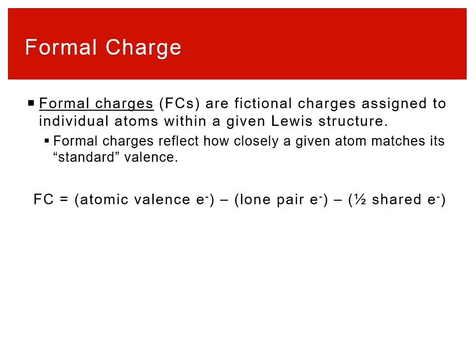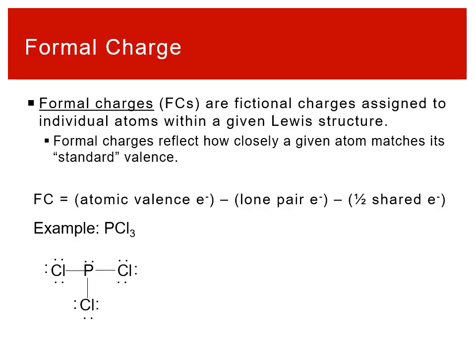So our overall equation for formal charge is the atomic valence. So it's for each atom, right? If we say oxygen, we'd put a 6 there, because if it was by itself, it would have 6 electrons. We subtract the total number of electrons associated with that atom that are in lone pairs. And then we subtract half of the total number of electrons associated with that atom that are in bonds, or shared electrons.